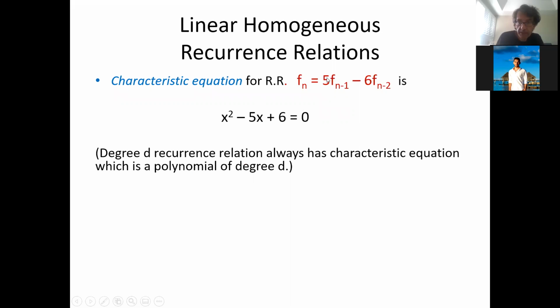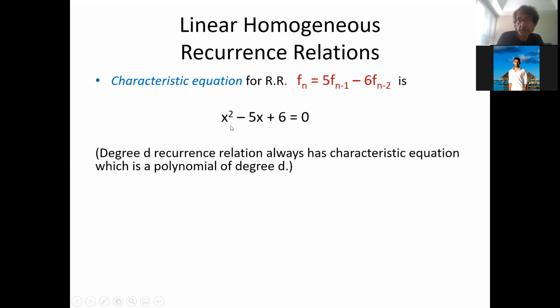Now, I'm just copying from the previous slide. This recurrence relation gave me this equation for what base x must be in the general formula for solutions to this, which is always of the form x to the n. This equation is called a characteristic equation for a recurrence relation. And you can get to this equation following the method on the previous slide.